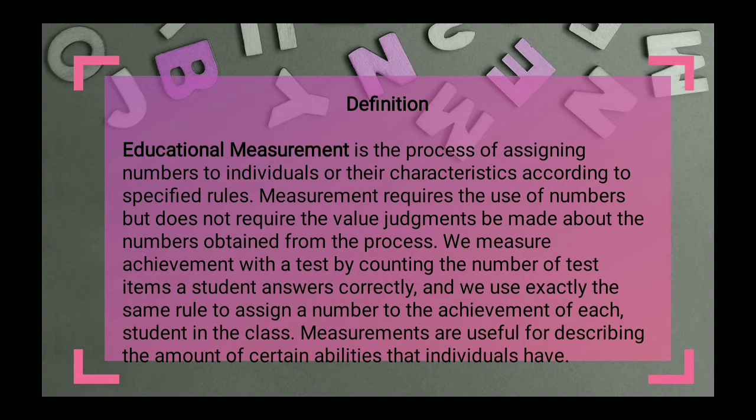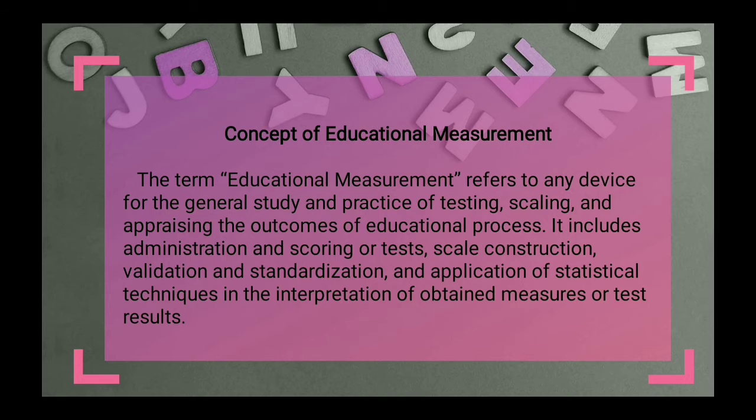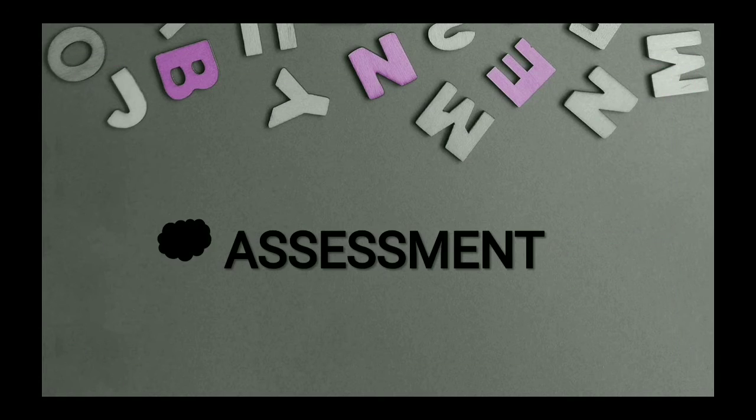Next, we're coming to measurement. Definition. Educational measurement is the process of assigning numbers to individuals or their characteristics according to specified rules. Measurement requires the use of numbers but doesn't require that value judgments be made about the numbers obtained from the process. We measure achievement with a test by counting the number of test items a student answered correctly, and we use exactly the same rule to assign a number to the achievement of each student in the class. The term educational measurement refers to any device for the general study and practice of testing, scaling, and appraising the outcomes of the educational process.